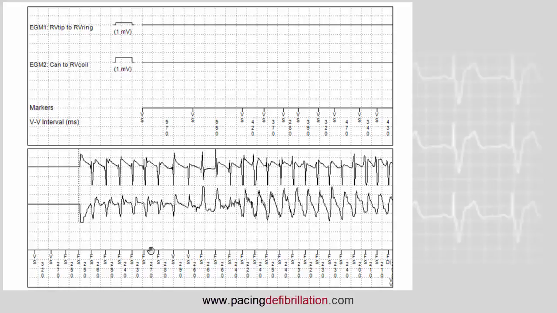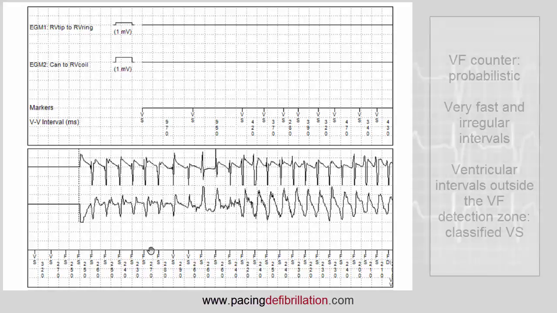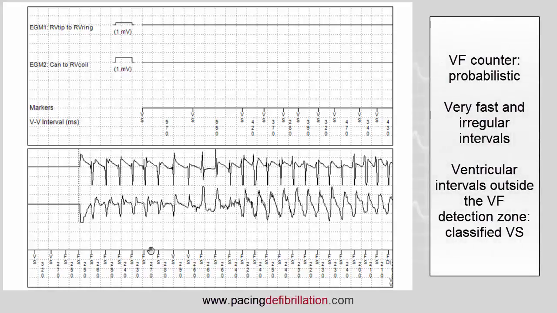So this example highlights the interest of a probabilistic counter inside the VF zone, because if some cycles are outside, you don't want these cycles to reset the counter to zero. So in Medtronic devices, in the VF zone, this is a probabilistic count and you require at least 75 cycles classified in the VF zone.